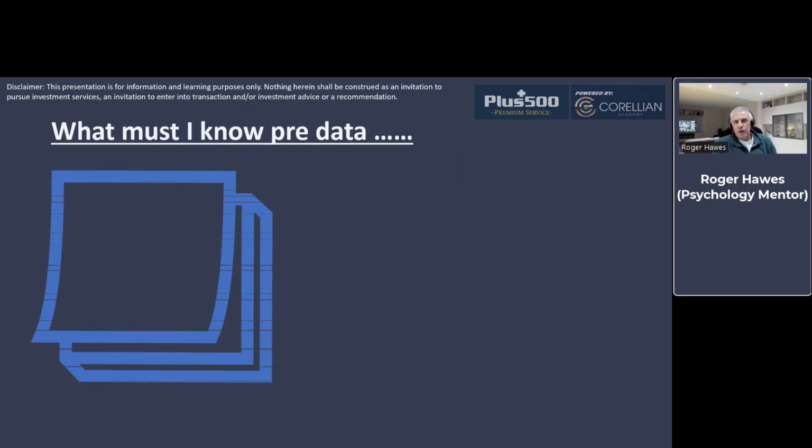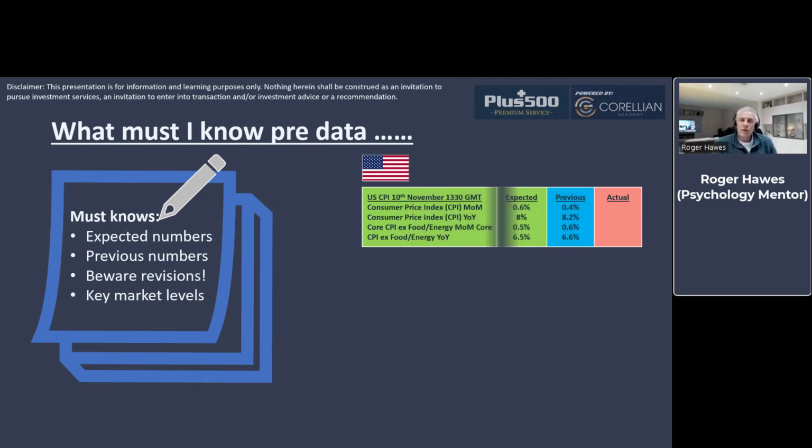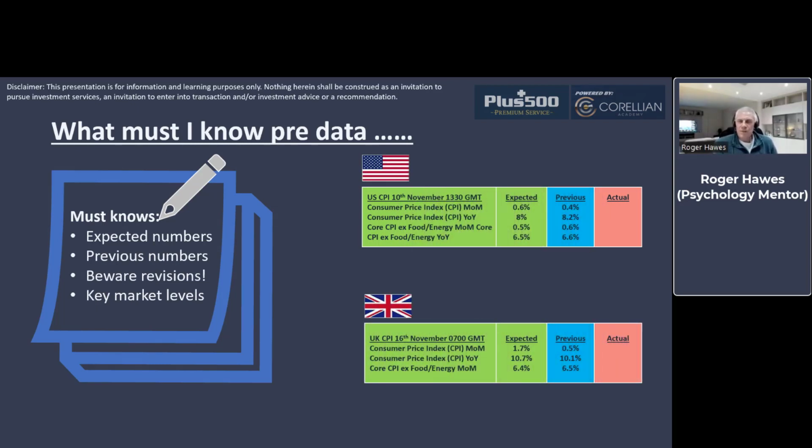So what must I know pre-data? Pretty obvious, really. We need to know the expected numbers. We need to know the previous numbers, because on some of these data releases, and the biggest one that comes to mind for me is generally the payrolls number, we can see some big revisions, and they can actually impact the move post-release.